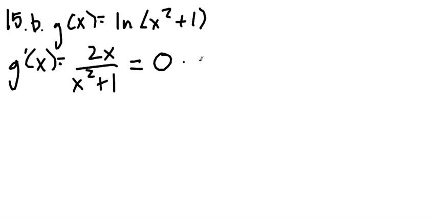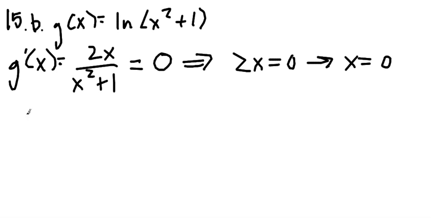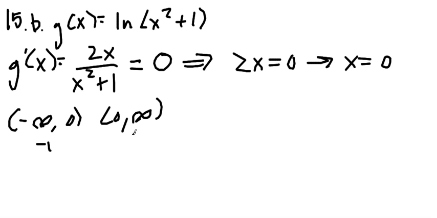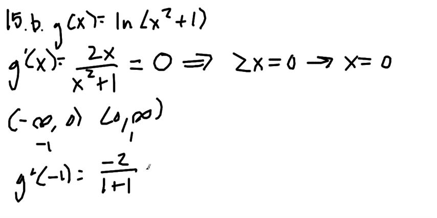I don't have to worry about that, so just set it equal to 0. If a fraction is equal to 0, then its numerator is equal to 0, and 2x is equal to 0 when x is equal to 0. So this means that I just have to analyze increasing and decreasing on the two intervals from negative infinity to 0 and from 0 to infinity. I'll choose, say, the number negative 1 from here and 1 from here. g prime of negative 1 is negative 2 over negative 1 squared plus 1, which is 1 plus 1, so this is negative 1, which is negative, so that means it's decreasing on this interval.